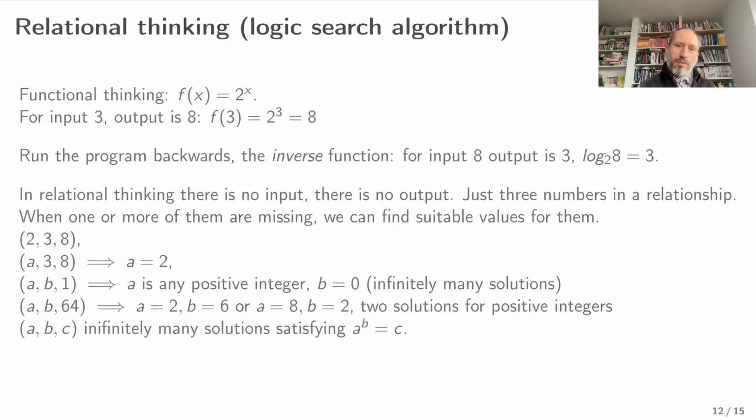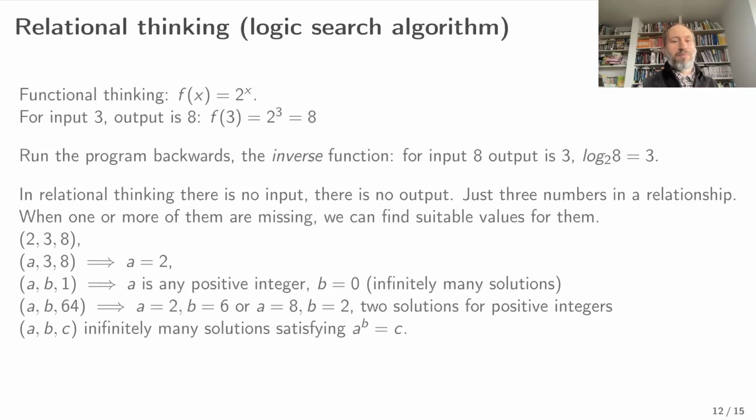Often when we do computer programming, it's functional thinking. You have an input and you produce an output. Here's a cool mathematics example: the exponential function f of x equals 2 to the x. If you have input 3, then the output is 8, because 2 to the power 3 equals 8. In this case, we can actually run the program backwards. It's the so-called inverse function. If the input is 8, then the output is 3, because the base 2 logarithm of 8 is 3.